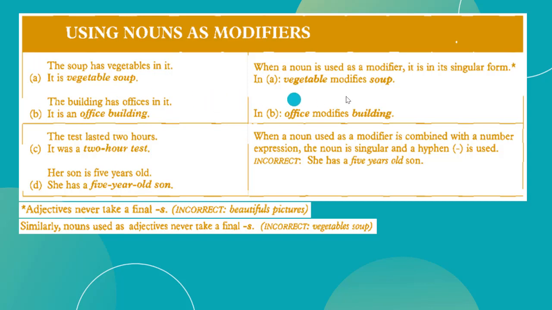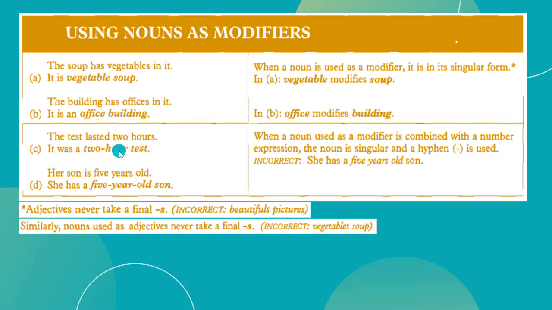besides the vegetable soup, there's also building has office. The office, it is an office building. Office modifies building. Okay? Di sini maksudnya menjelaskan bentuknya atau jenisnya. Jadi bangunan itu adalah bangunan kantor. Bisa jadi kan misalnya ada bangunan yang bukan kantor seperti misalnya mall atau mungkin sekolah ya dan seterusnya.